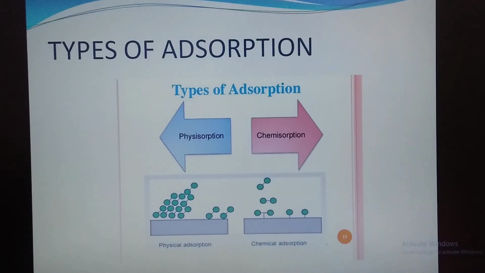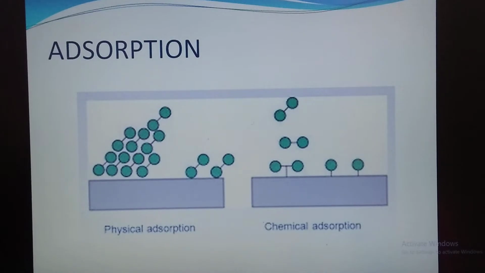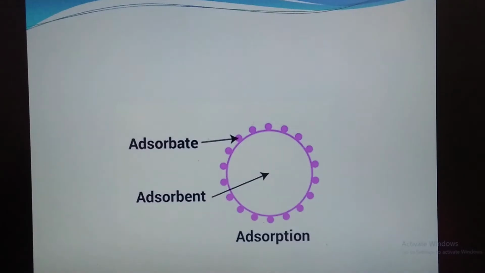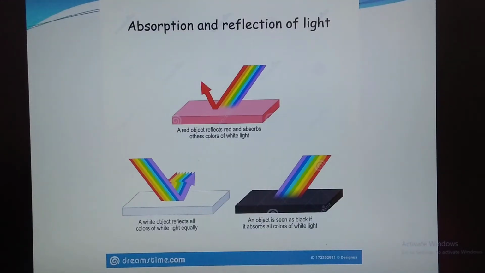Types of adsorption. Before types of adsorption, we want to know something. Adsorption is a surface phenomenon because the molecules are held on the surface, so it is known as a surface phenomenon. But in absorption, they are uniformly spread throughout the body, so it is called a bulk phenomenon. Adsorption is a surface phenomenon and absorption is a bulk phenomenon.